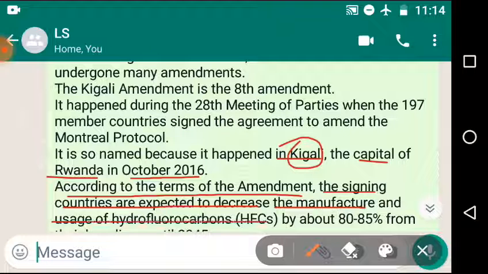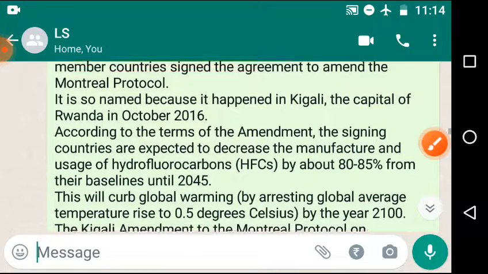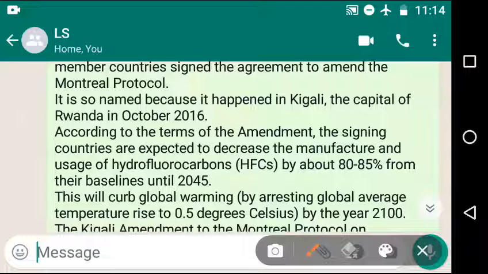Now they are saying in the Kigali amendment that we have to reduce the use of hydrofluorocarbon. Why? Hydrofluorocarbon is not an ozone depleting substance. Then why does the amendment to the Montreal Protocol say to stop using this hydrofluorocarbon? Hydrofluorocarbon is a greenhouse gas.